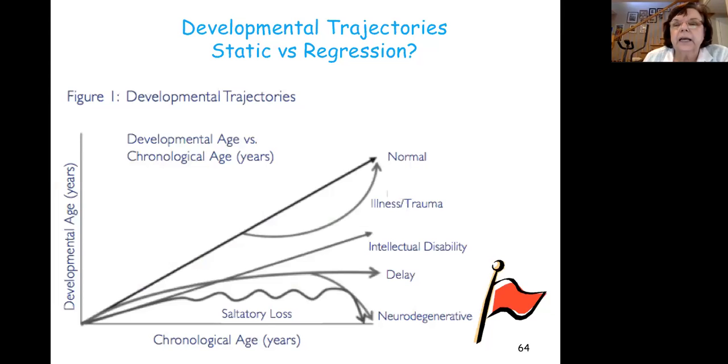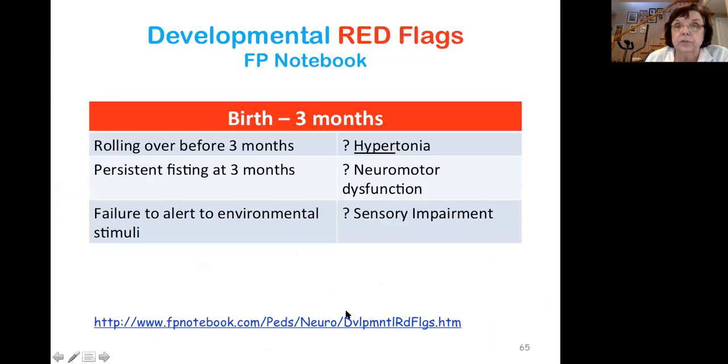So really, we're looking at these children. Most children are going to be developing fine normally. Maybe they have an illness, they slow down a little bit, but then they catch back up. But then there are those children who just are slower intellectually and then some that hit a plateau and just stay there. And then the neurodegenerative, where they actually regress, those are of concern.